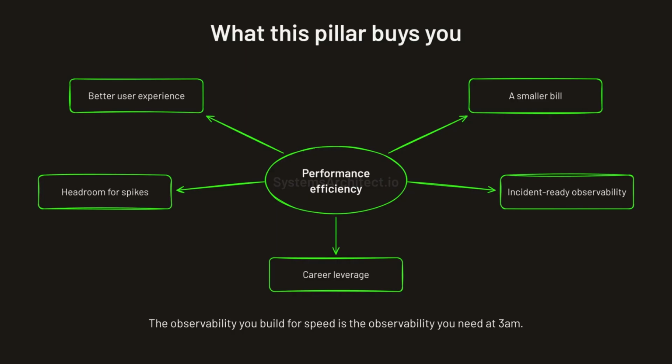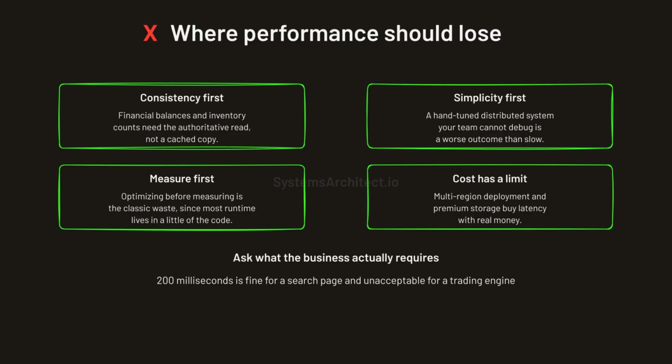Efficiency also lowers cost, because the same traffic served with fewer resources is a smaller bill every month. It improves reliability too. A system with performance headroom absorbs a spike instead of cascading into timeouts. Operationally, the observability you build for performance is the same observability you need during an incident. It grows your career as well, because engineers who can find and fix a bottleneck get trusted with the systems that matter. Performance is a trade-off, and there are places it should not win.